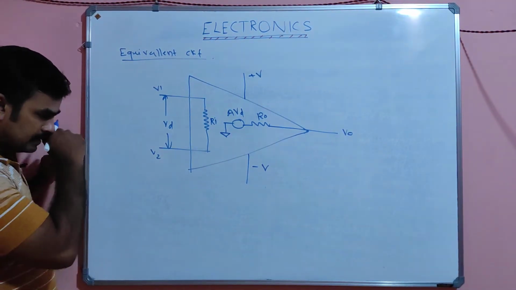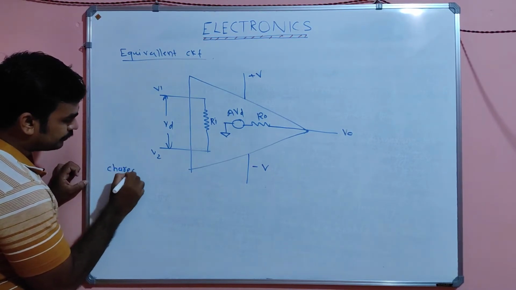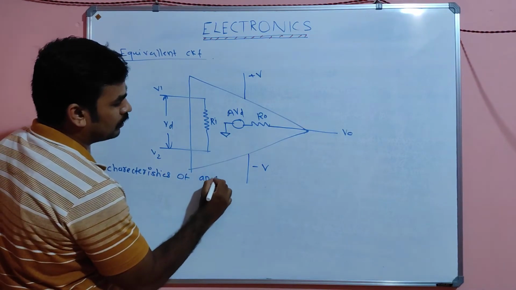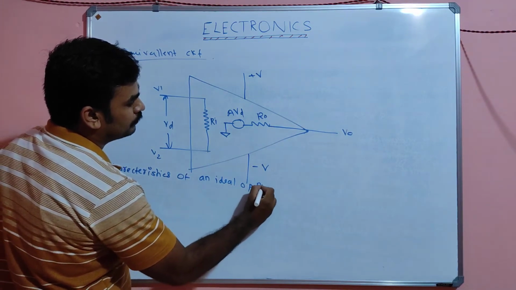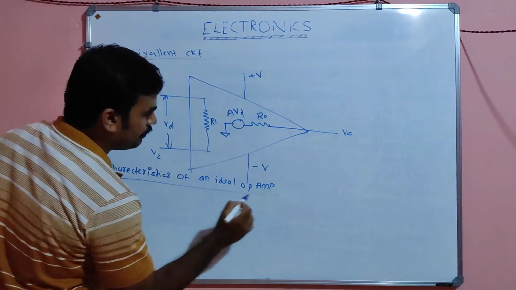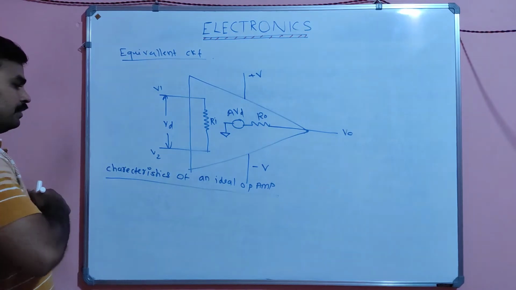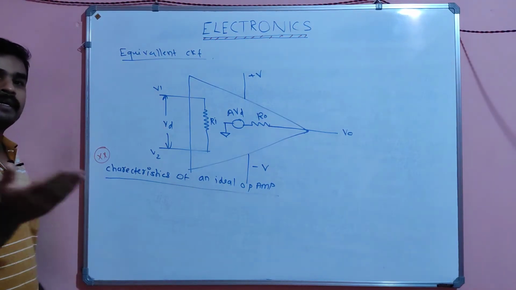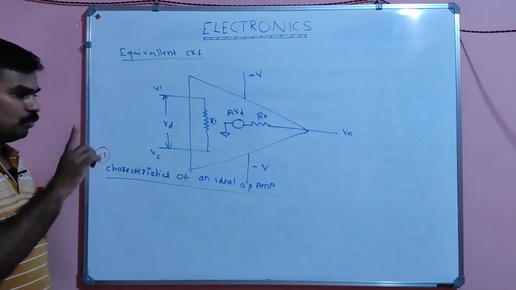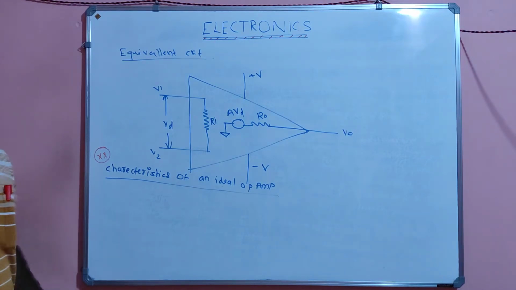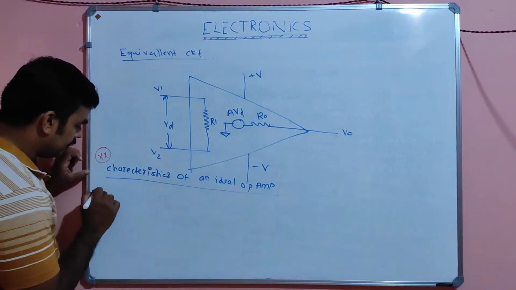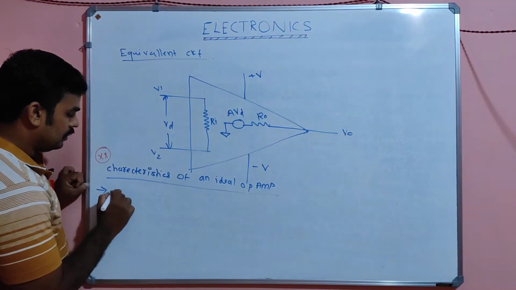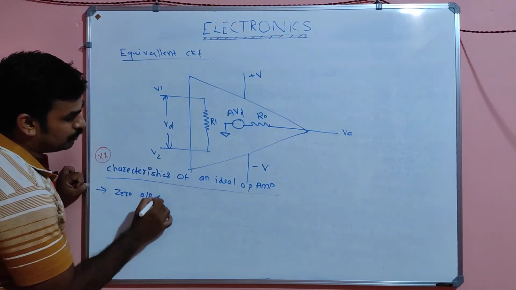So now we are going to discuss the characteristics of an ideal Op-Amp. This is a very important question, my dear, a very important concept, and definitely you can expect 1 mark from this. In the Electrical Inspectorate examination, it was directly asked, right? One question was there. So, characteristics of an ideal Op-Amp. I will tell you one by one. First, zero output impedance.